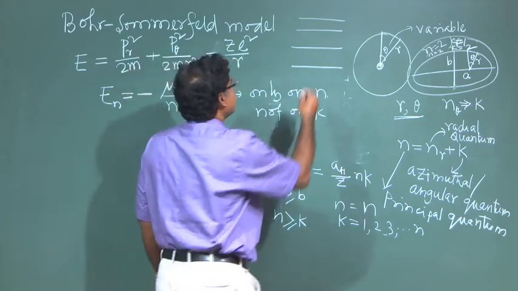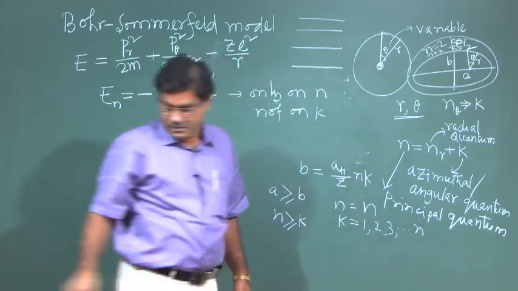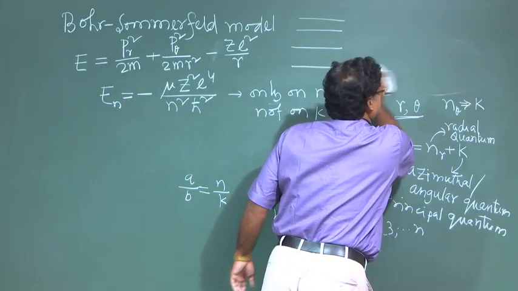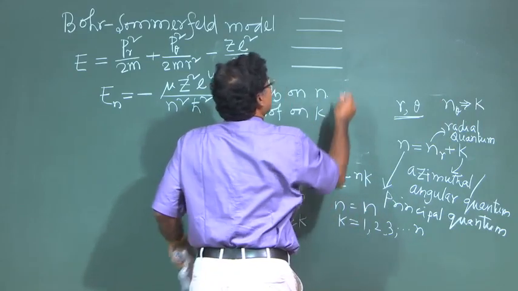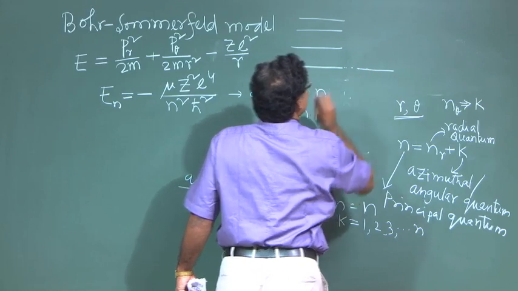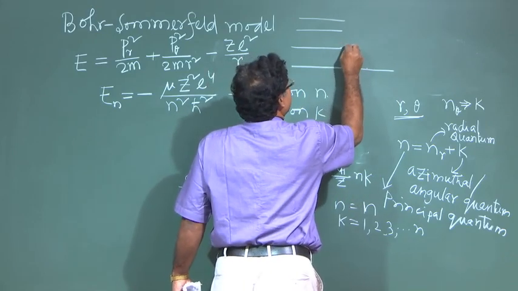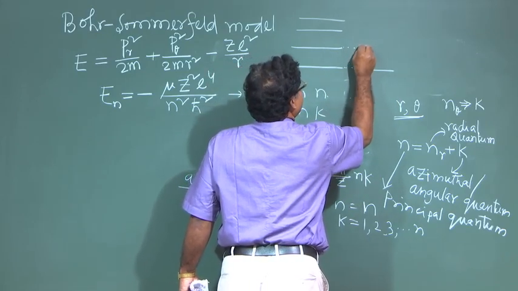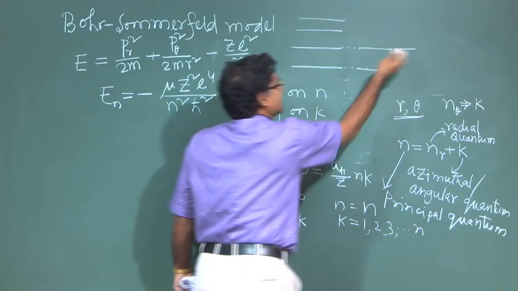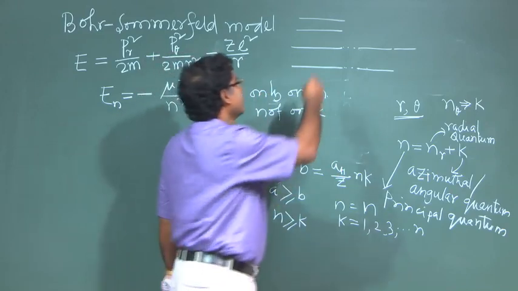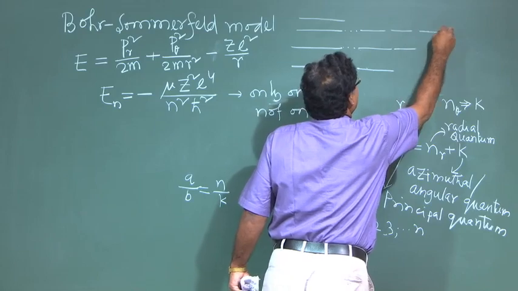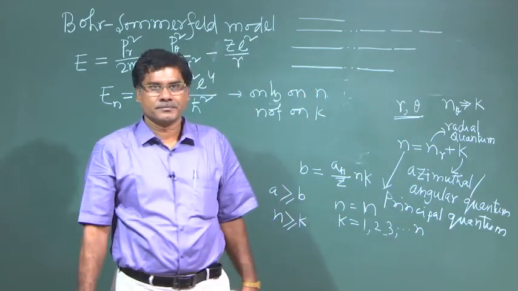So that means the energy levels from the Bohr model are not increased. Here is one level. Here there are basically two levels, but with the same energy. Here for n equal to 3, there will be 3 energy levels, but with the same energy.